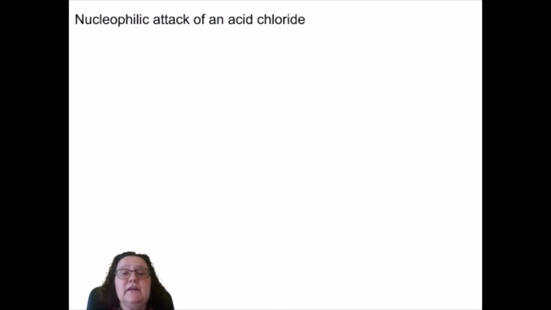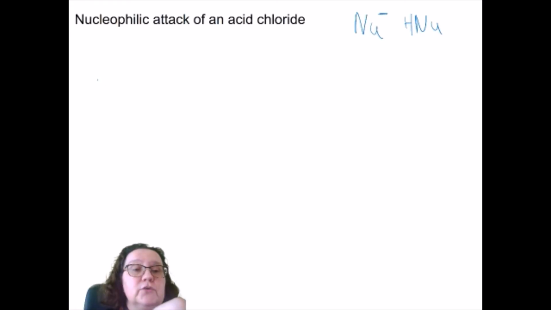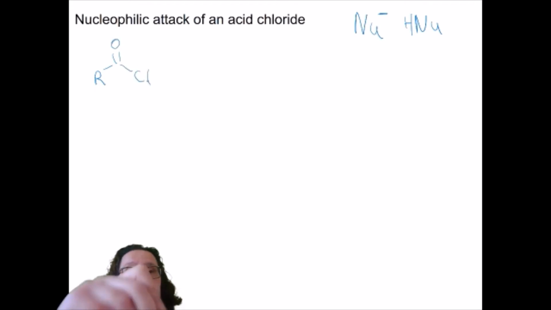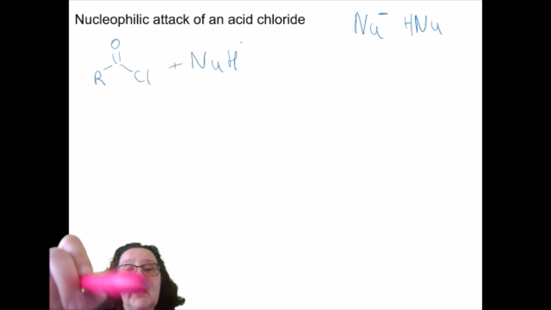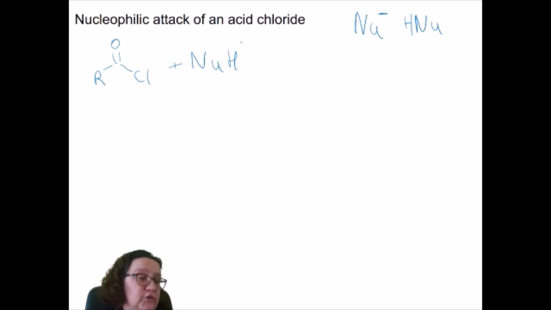How does the nucleophilic attack of an acid chloride look? If you think of a nucleophile, you can think of a nucleophile with a negative charge, or you could have a nucleophile with a neutral structure. So a nucleophile with a negative charge could be, for example, an OH minus, and a neutral nucleophile could be, for example, a molecule of water. So if you imagine your acid chloride, and you make it react with a nucleophile, and I'm going to choose the protonated, neutral version.